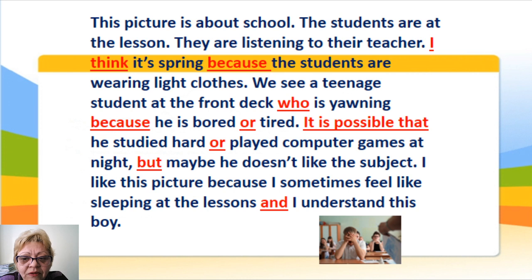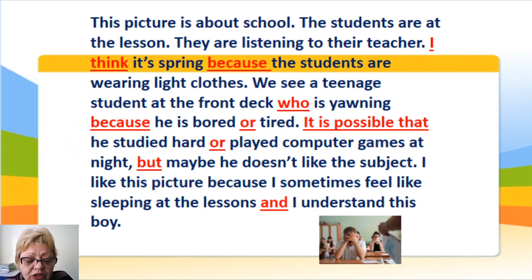Let's look at the example of the description of this picture. This picture is about school. The students are at the lesson. They are listening to their teacher. I think it's spring because the students are wearing light clothes. We see a teenage student at the front desk who is yawning because he is bored or tired. It is possible that he studied hard or played computer games at night, but maybe he doesn't like the subject. I like this picture because I sometimes feel like sleeping at the lessons, and I understand this boy.